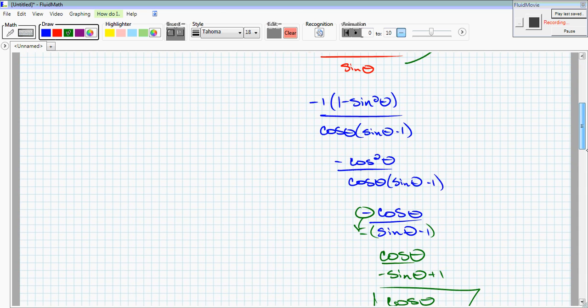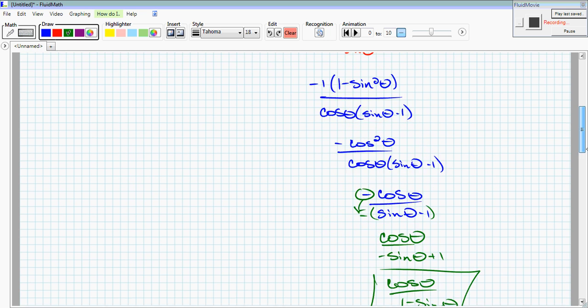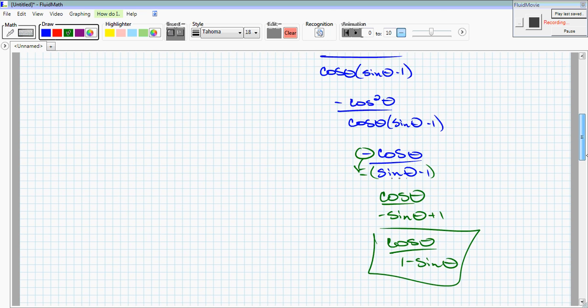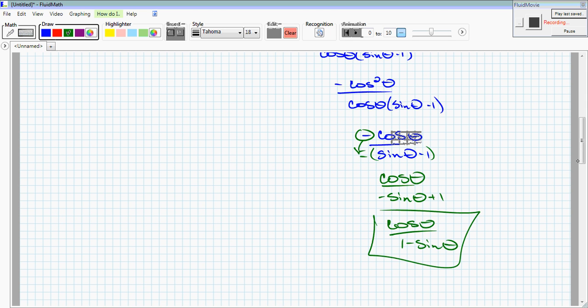Now, hopefully you can find a way that's a little bit shorter than that, a little more creative, but using terms of sine and cosine, we were able to get there. So that's, I guess, how you do 73. If you have trouble, just pause and take a look at each step. And if you still have questions, we'll try to go over it tomorrow.